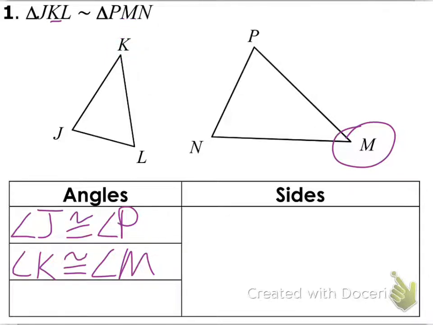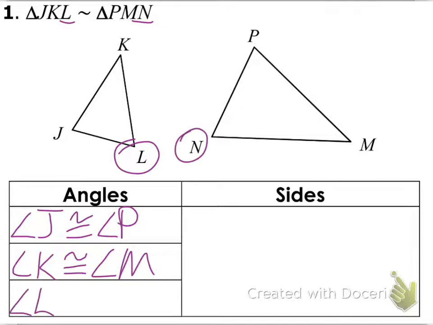So now, once again, erase. And last but not least, we have angle L. L is listed last in the first triangle, and so is N. So then we can safely assume that angle L will be congruent to angle N. So now, let's write a similarity statement. Not a similarity statement, I apologize again. It's a proportion that's going to relate the corresponding sides.